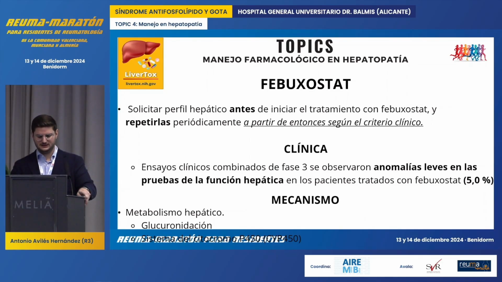The expected clinical presentation has not been observed in real-life settings, but a phase 3 study did detect mild abnormalities in liver function tests in 5% of patients treated with febuxostat. The mechanism is related to the drug's own metabolism, which is due to glucuronidation or metabolism via the cytochrome P450 system.